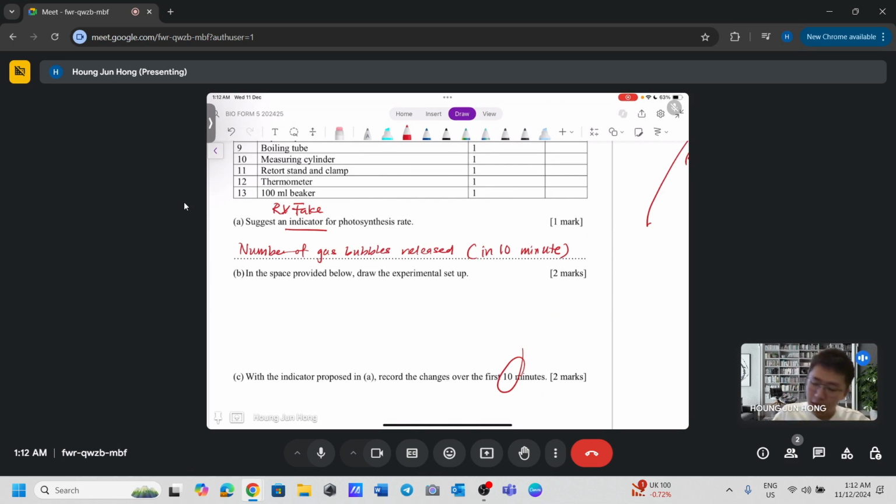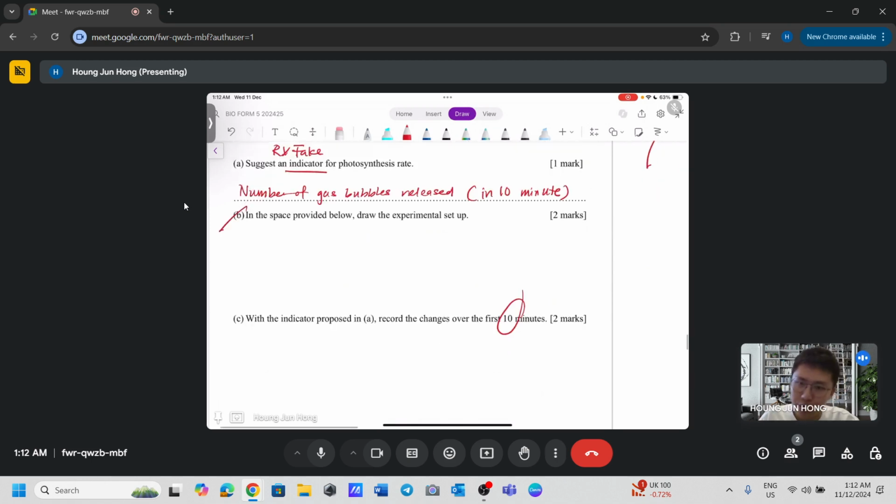I won't go through the second question because I believe it will definitely be guided tomorrow. But if you want to draw, just go to the nota. The nota has a very big diagram of the entire experimental setup.